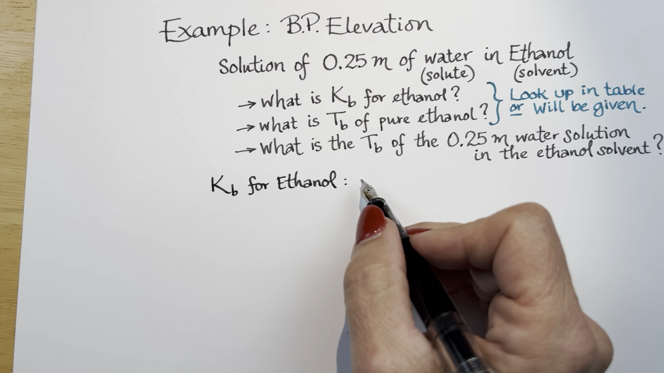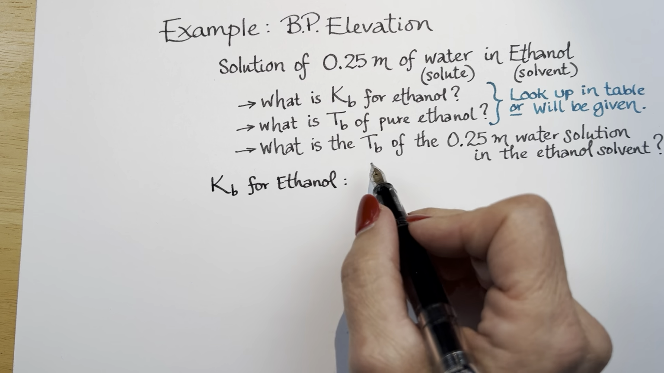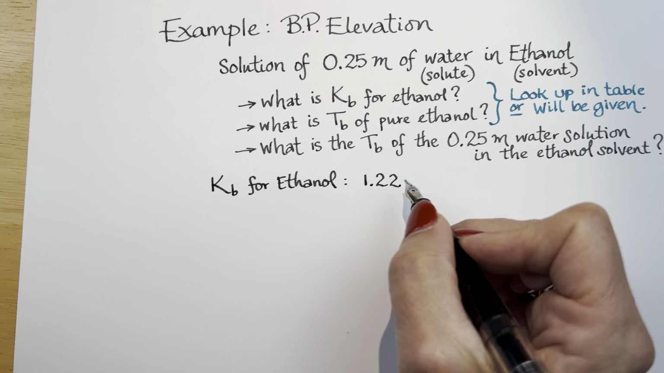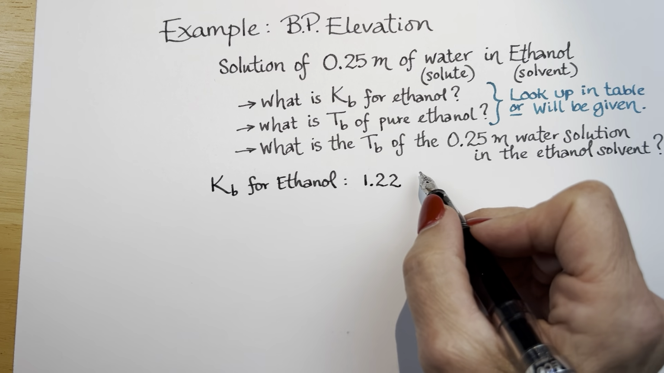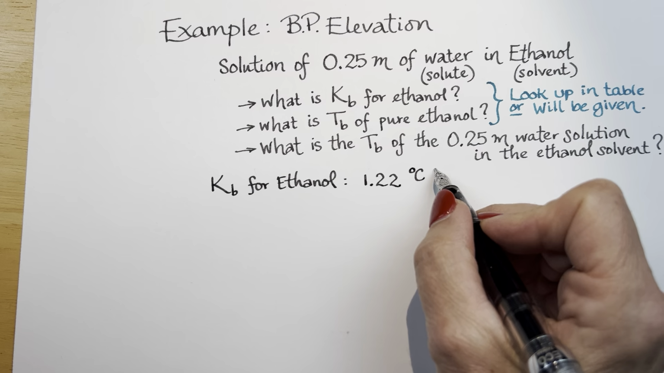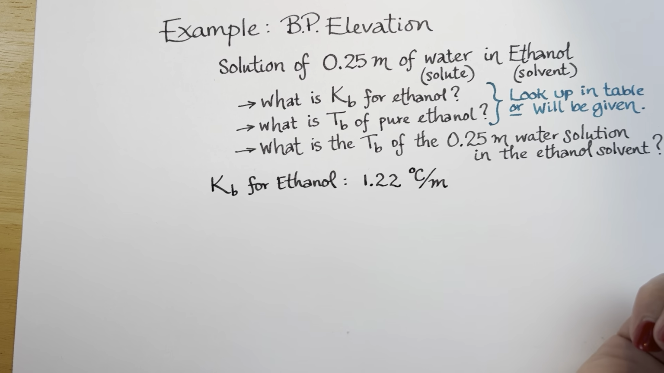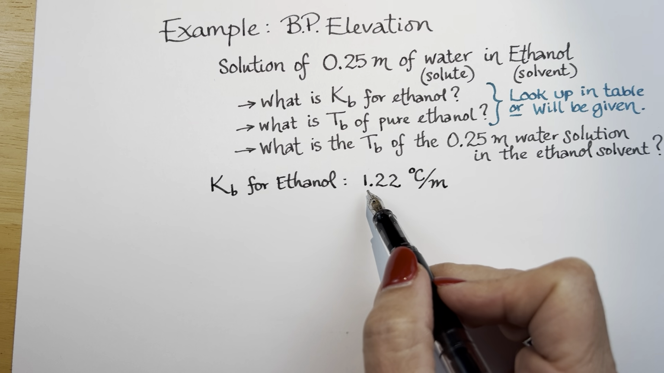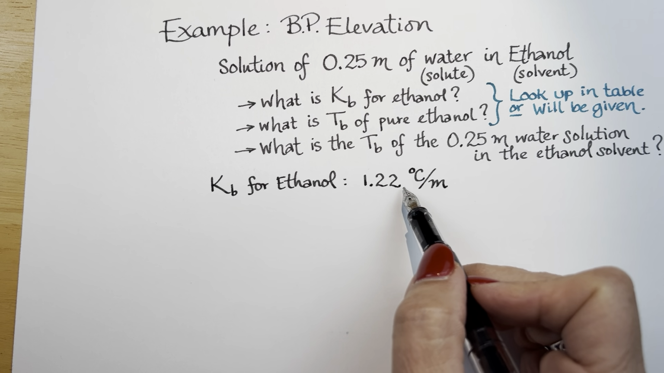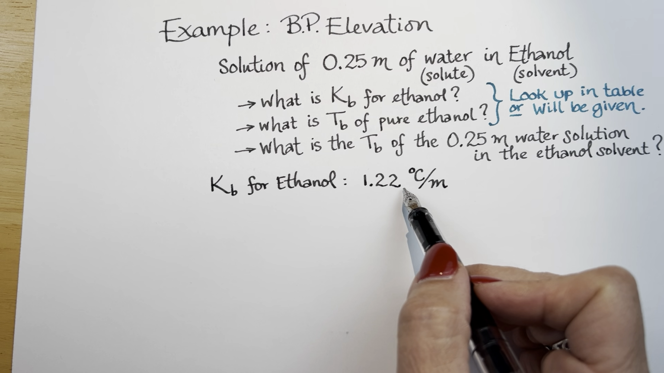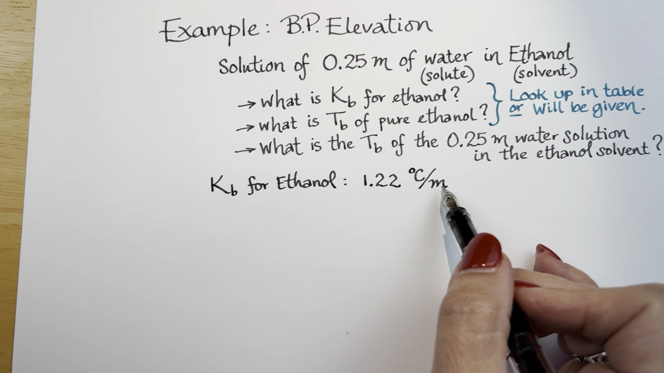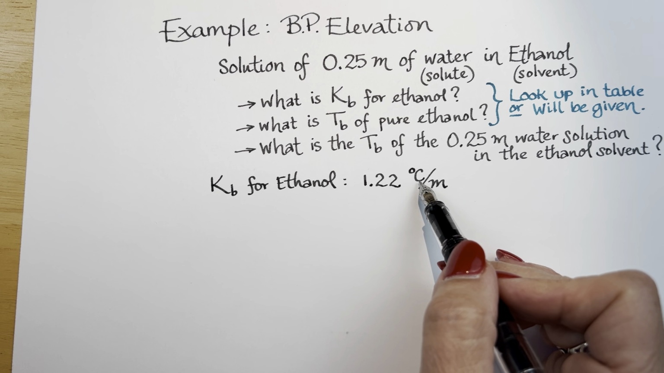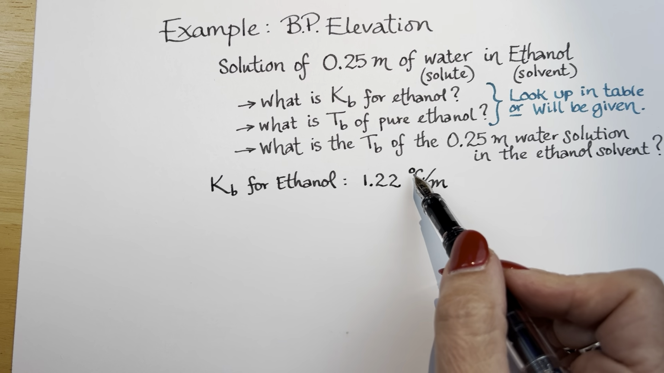And it is 1.22 degrees Celsius per molal. Okay, this is the unit for the boiling point elevation constant. And it needs to have these units so that molal will cancel out. And we're going to be working in degrees Celsius, not in Kelvin.